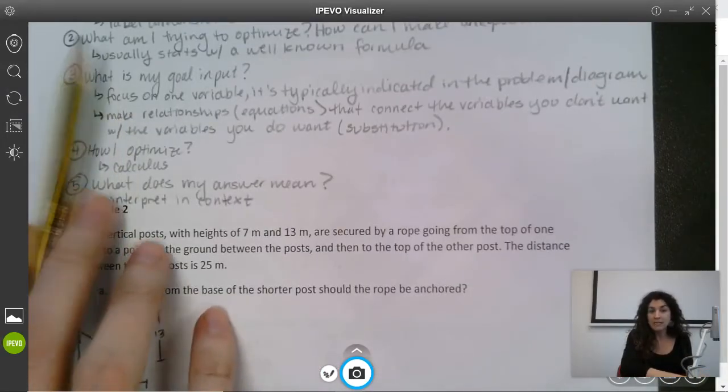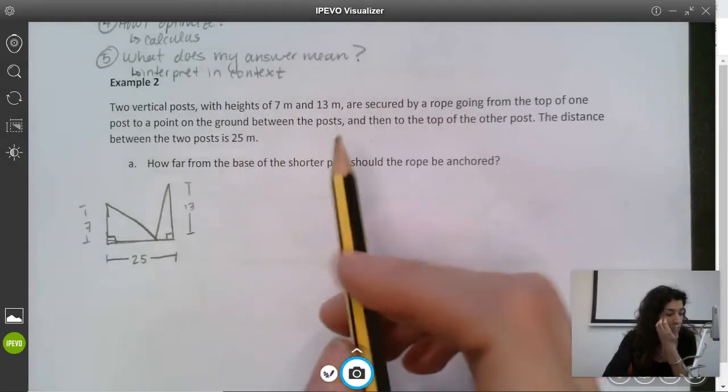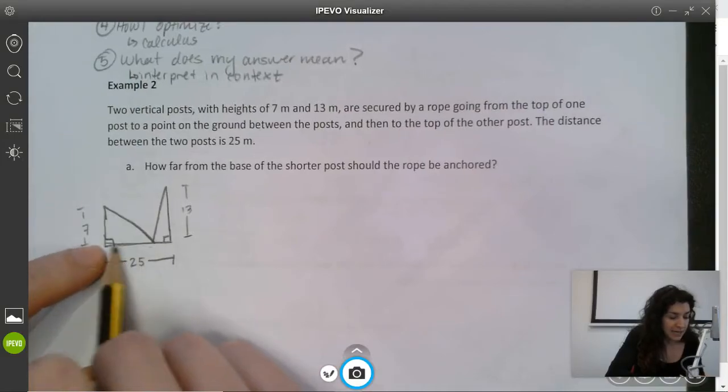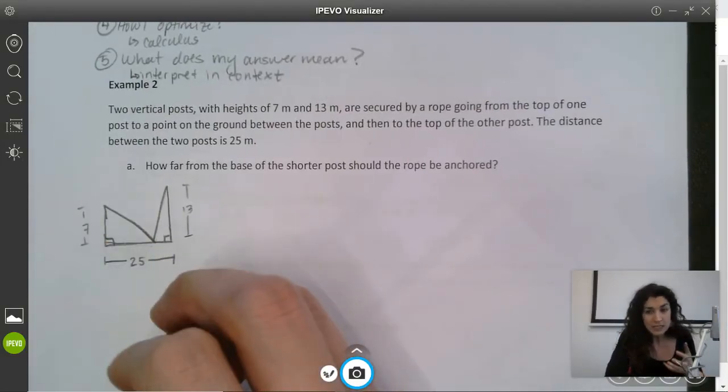But first, I'm going to attack my second question, which is, what am I trying to optimize? What equation am I trying to go for here? It says, how far from the base of the shorter post should the rope be anchored? Okay, so how far from the base? We're talking about the rope being anchored, so we want to know this dimension, and this dimension could change depending on where the rope is. So this one's kind of hard to tell.